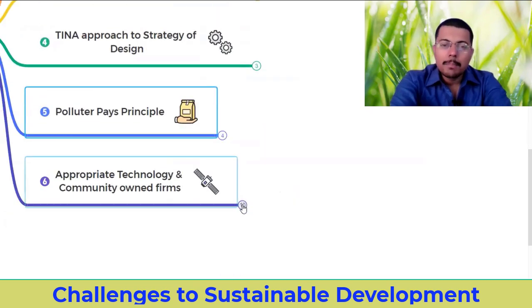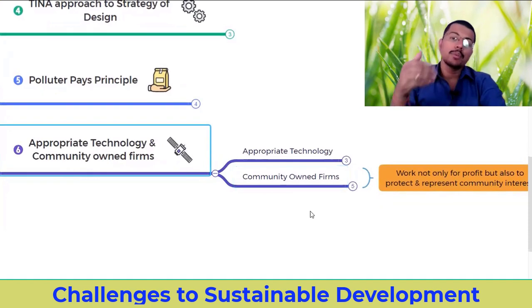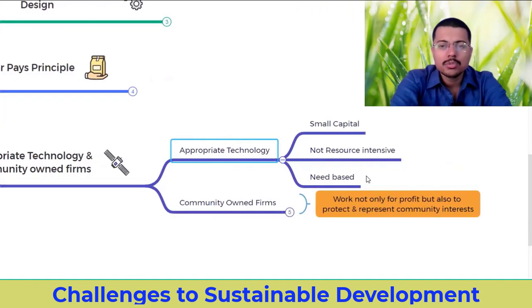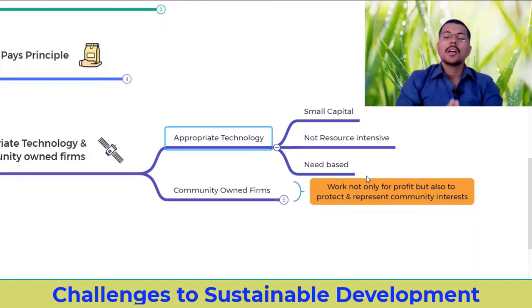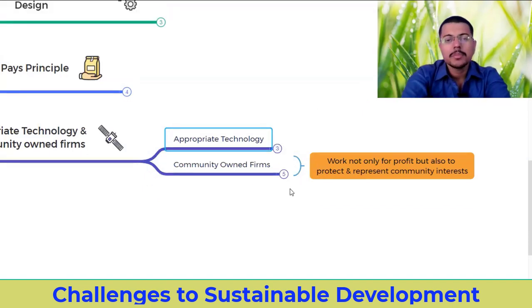And sixth is appropriate technology and community owned firms. We need to move toward appropriate technology. What do I mean by appropriate technology? These are not big corporates or high tech which is resource intensive and capital intensive. No, appropriate technology requires small capital. It's not resource intensive, it is need based. How do we have social upliftment at the same time?